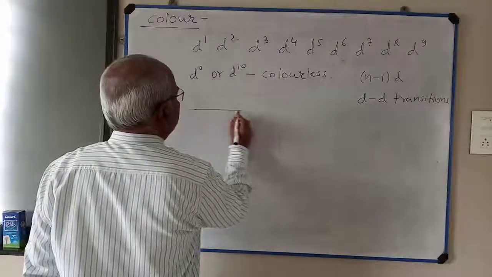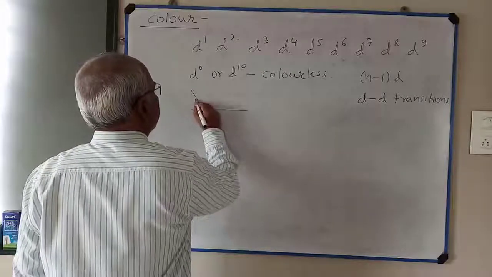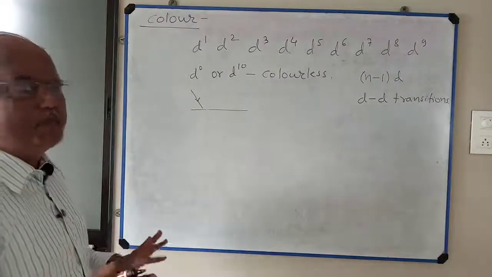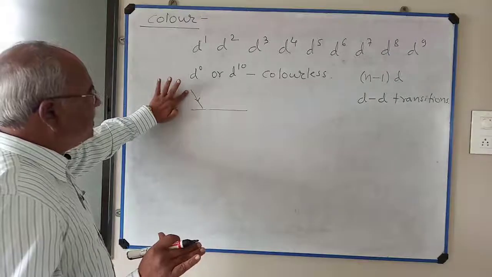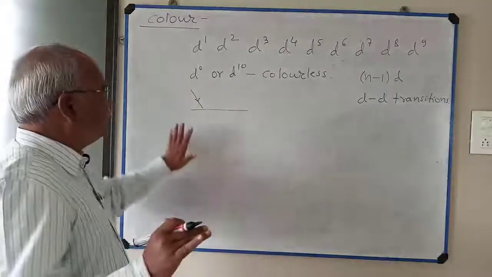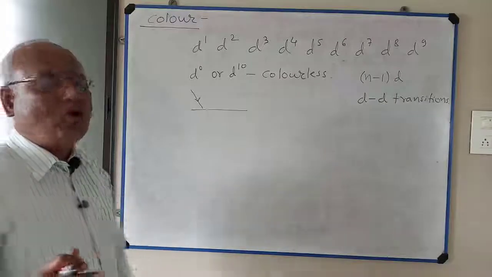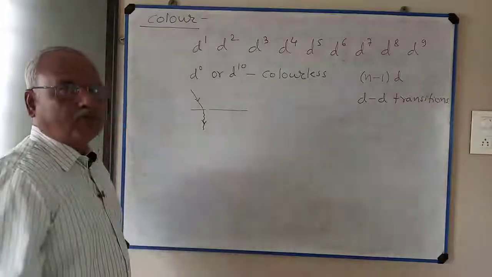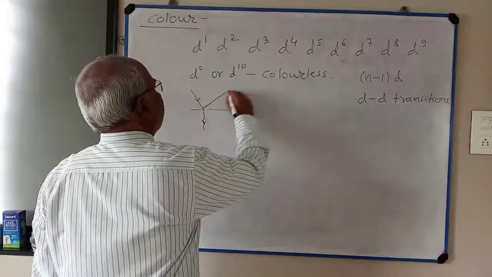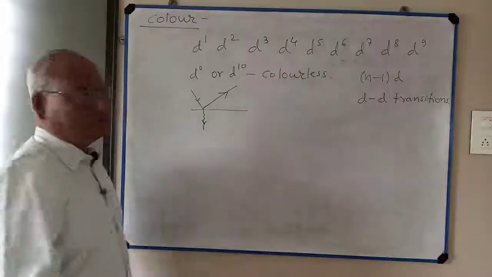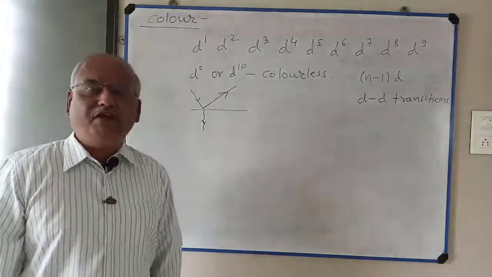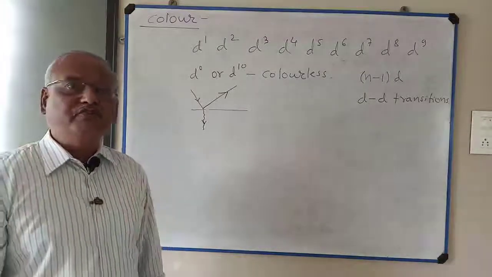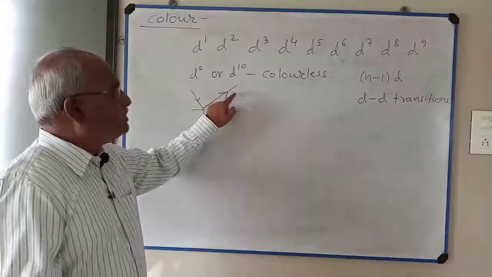When visible light falls on colored metal surface, when visible light falls on surface of metal atom or ion, some part of light is absorbed and some part of light is transmitted. The color of the substance is due to color of the transmitted light.